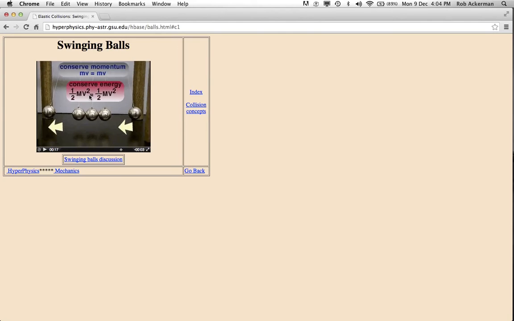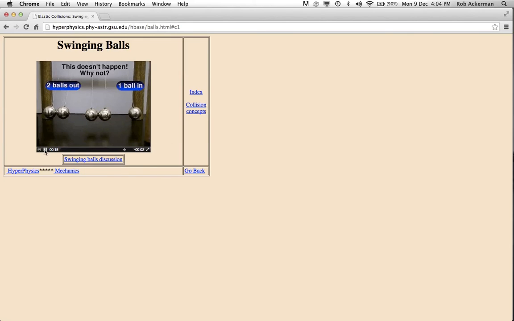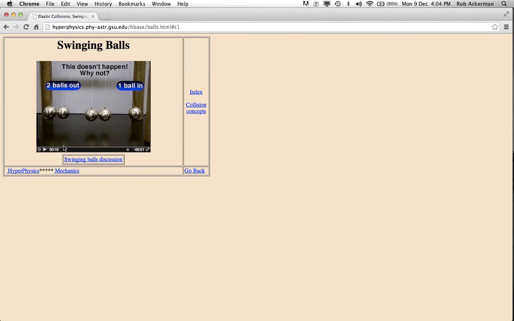So what they write is that a half mv squared before the collision equals a half mv squared after. And on the next screen here, they show you, for example, if you pull two balls off to one side so that 2mv has to equal 2mv, the only way this can happen is if the speeds stay the same on both sides, and the only way this can happen is if the same number of balls always come off both sides.